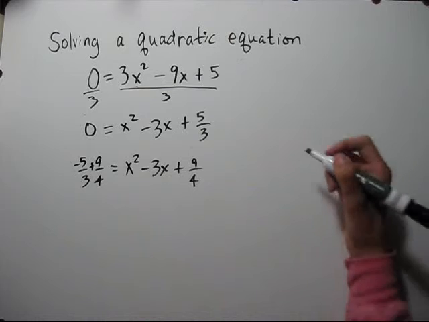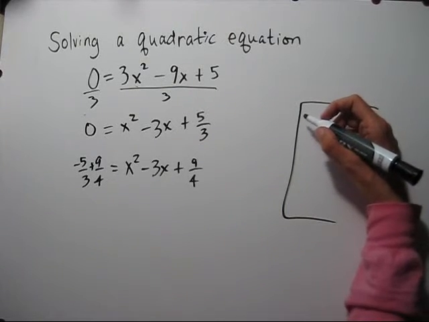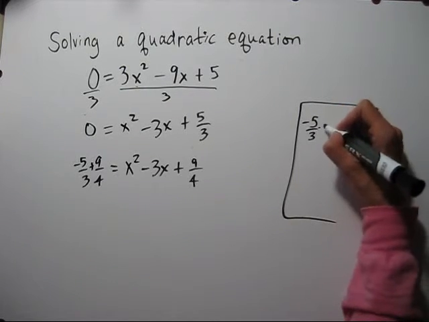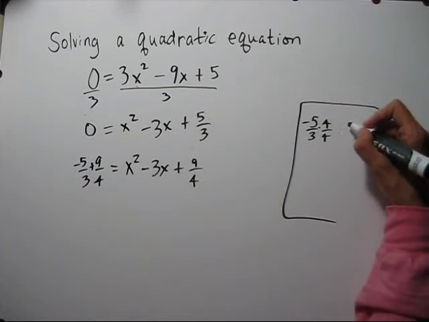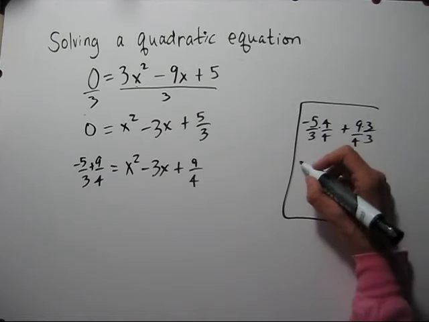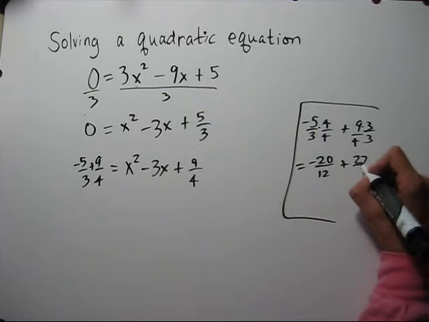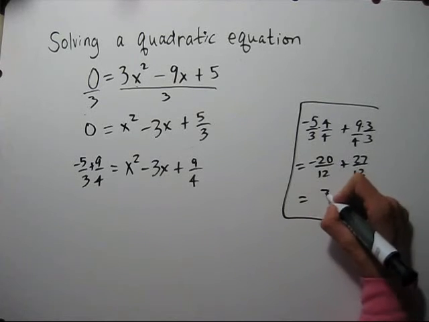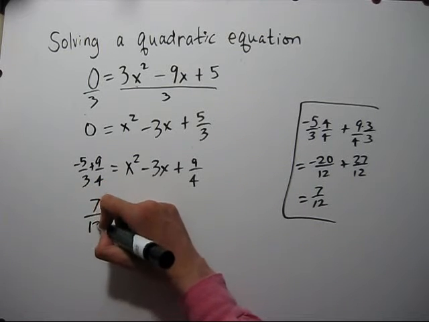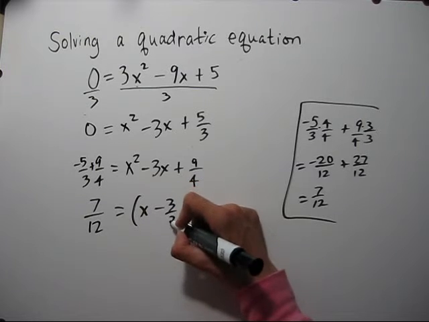Okay, let's add these fractions. We go off to the side. Our common denominator will be 12, so we're going to have -5/3 times 4/4 plus 9/4 times 3/3, so we'll have -20/12 plus 27/12, which is 7/12. So we have 7/12 equals x minus 3/2 squared.